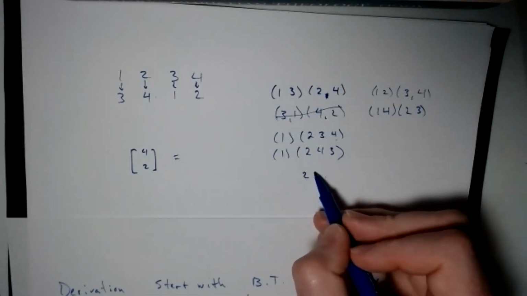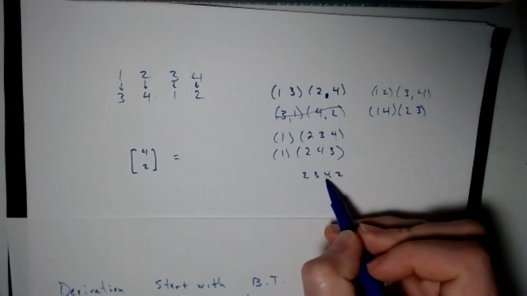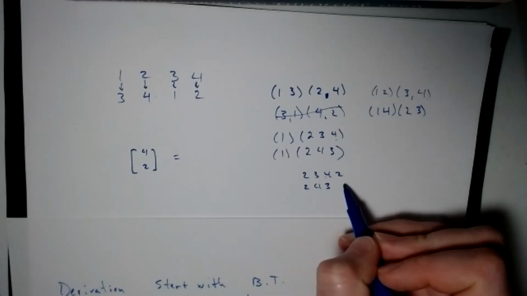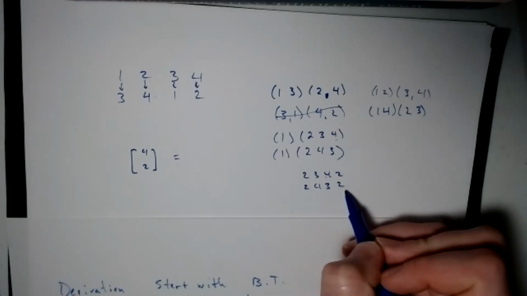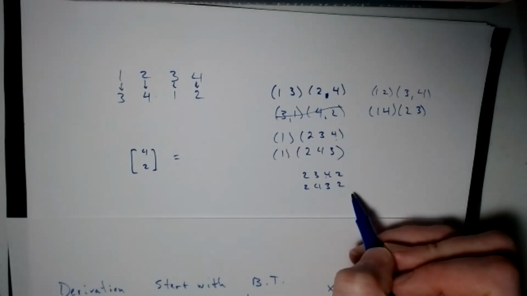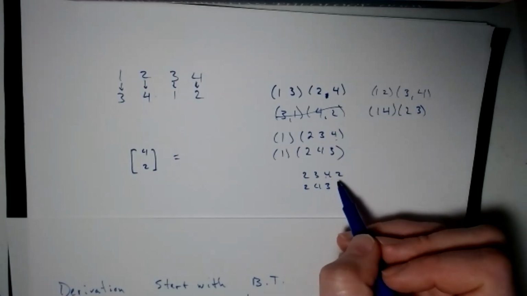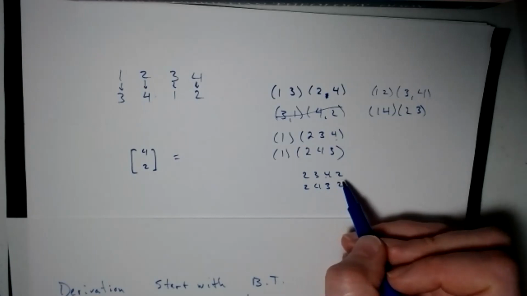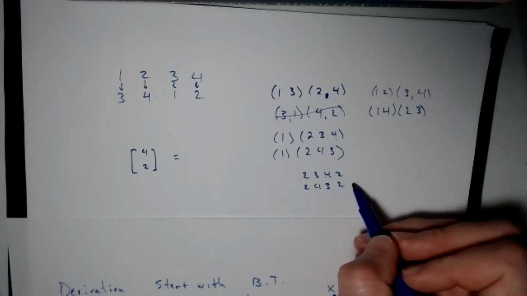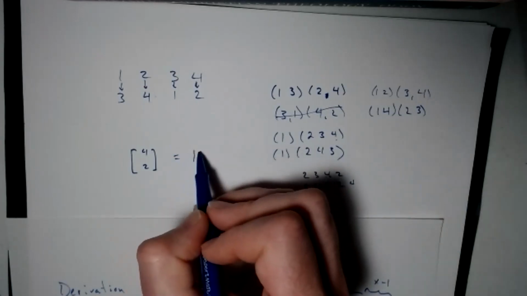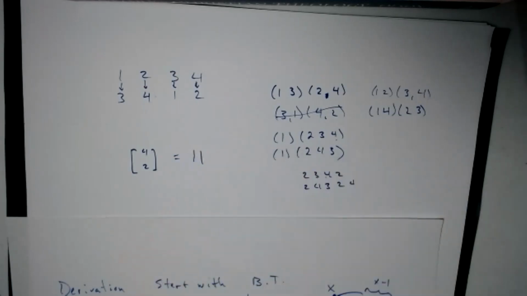So basically 2, 3, 4, 2. So like 3, 4, 2 is the same. 2, 4, 3, 2. So 4, 3, 2 is the same. And this one is also 3, 2, 4. I think that's all of them. So I think this is 11, but I'm not positive.